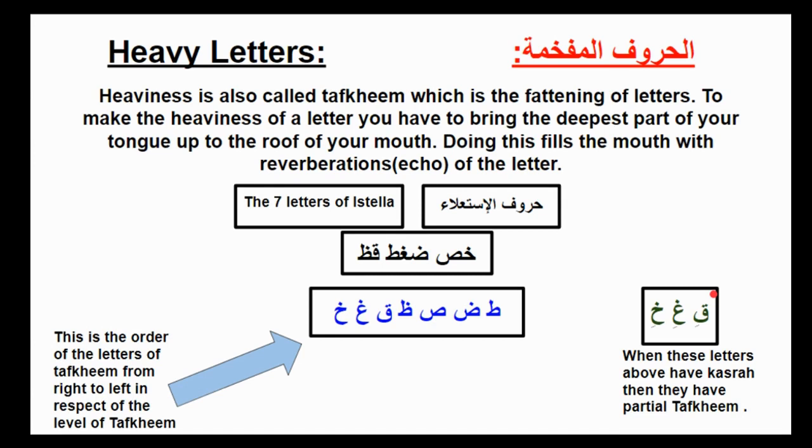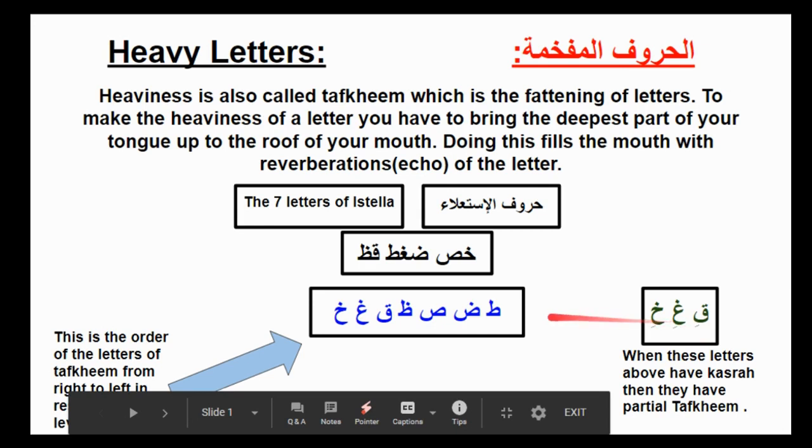So these letters, the Ghain, Kha, and Qaf, when they have Kasra, they have partial tafkhim because when you pronounce them, you only bring up the deepest part of your tongue. While the rest of the Ista'la letters, which are the Ta, Za, Sad, and Dad, most of your tongue comes up, the deepest part of your tongue and the rest of your tongue.